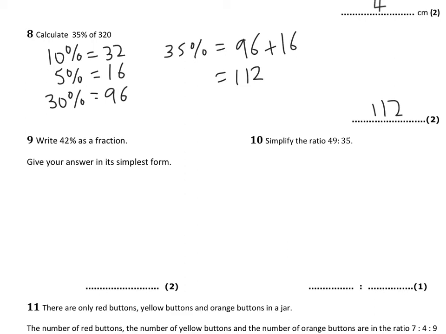I'm going to give 1 mark for either, if they've got 16 or 96, i.e. if they worked out 5% or 30%, I'll give a mark for that. Not giving a mark just for getting 10%. And then a final mark for the right answer. If they've done a different approach but got 112, you can still get 2 marks.